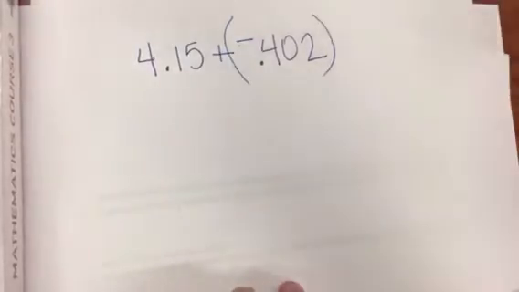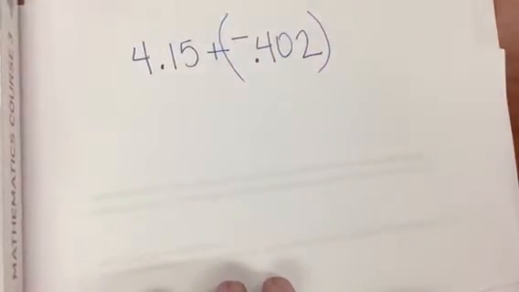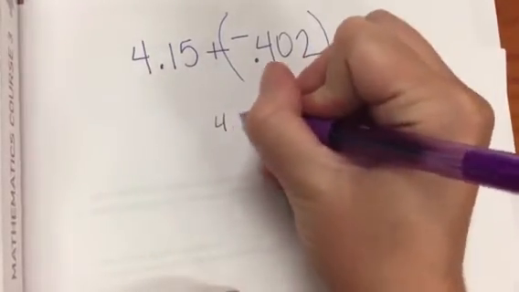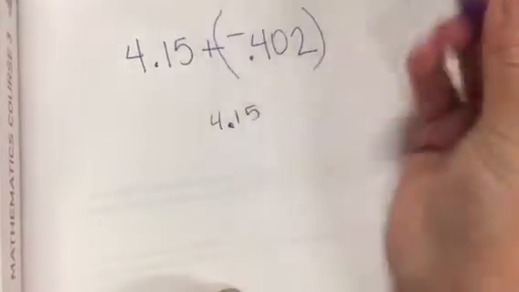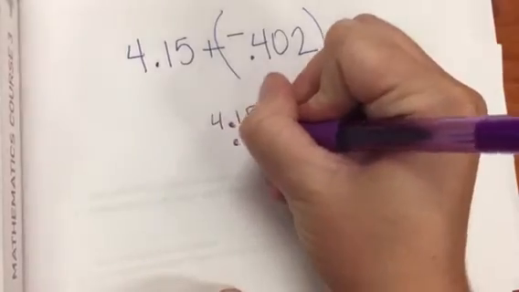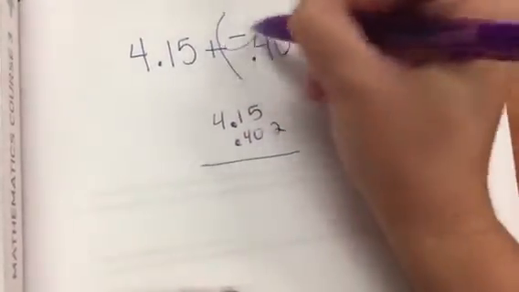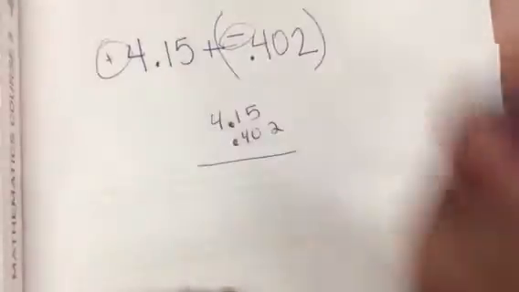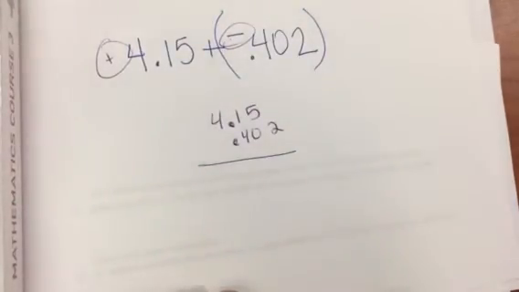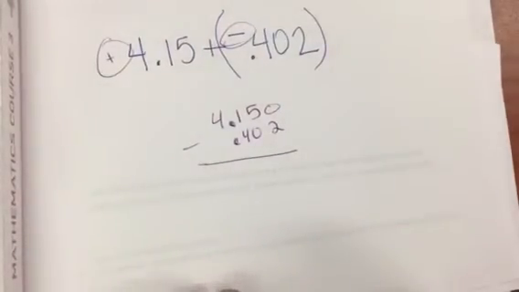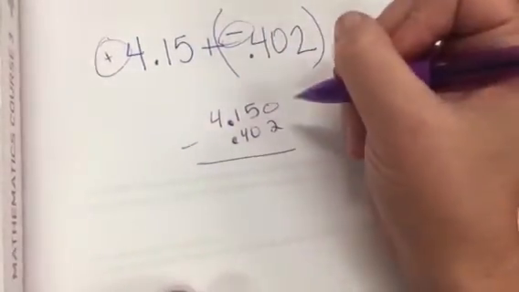Let's go. Now, what do we do with decimals? Always line them up. So I've got 4.15. I'm going to line up my decimal. But am I adding or subtracting these numbers? Well, they're different signs, so because they're different signs, we're actually going to be subtracting. But we don't have to rewrite the problem or anything. We're just going to subtract the smaller value from the larger value. So 0 from 2. Oh, I can't do that.